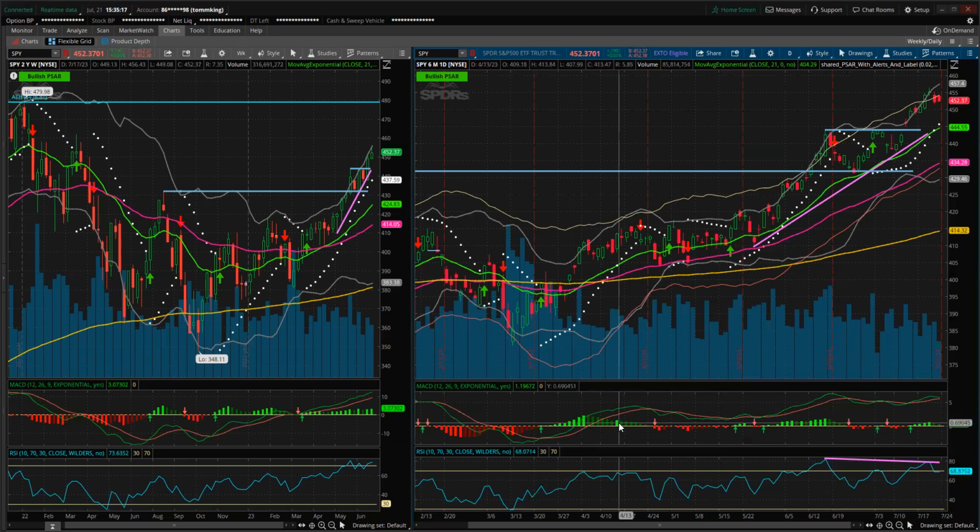So how am I using this? Number one, I'm looking for reversals. The bright green means we are in a stronger momentum up move. As soon as it changes to the dark green, then it means that momentum is starting to come out. Doesn't mean the move's over, but it means momentum could be coming out of that move.